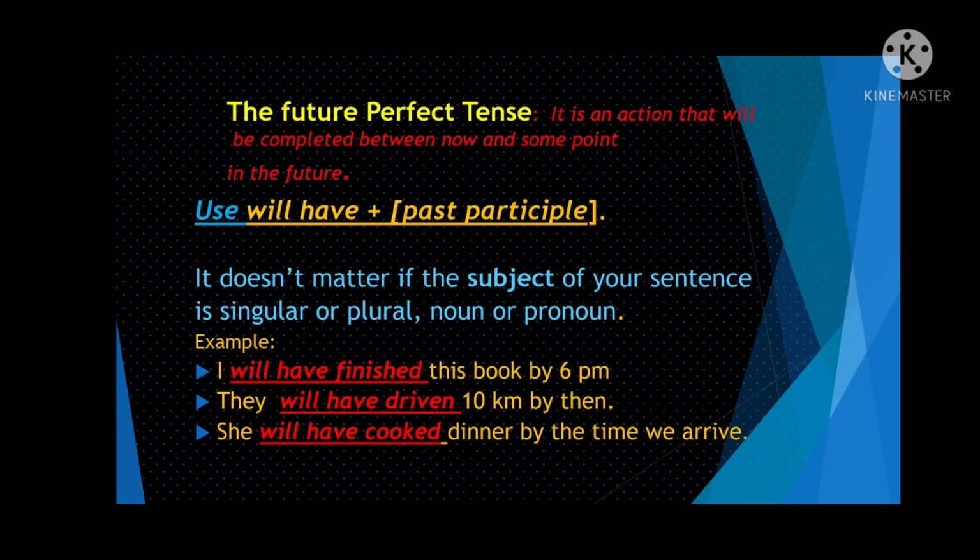The third one is the future perfect tense. Now, this shows an action that will be completed between now and some point in the future. You have to remember to use will have plus the past participle. It doesn't matter if the subject is singular or plural or noun or pronoun.